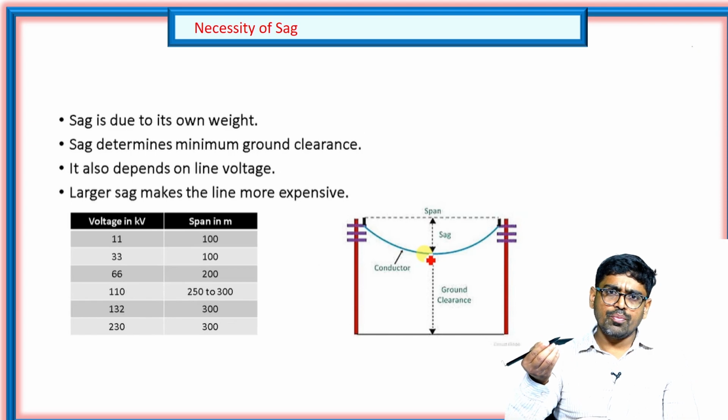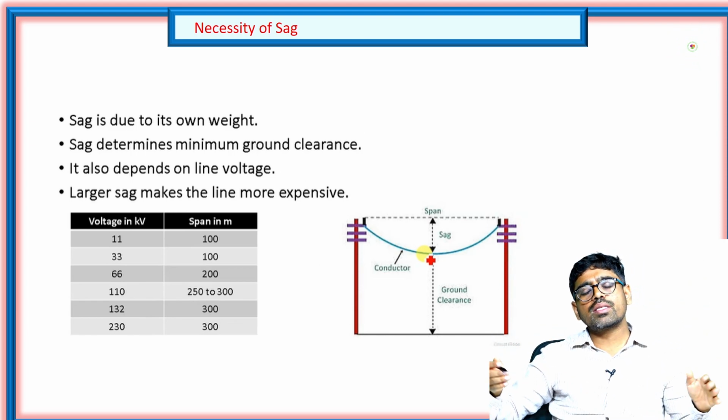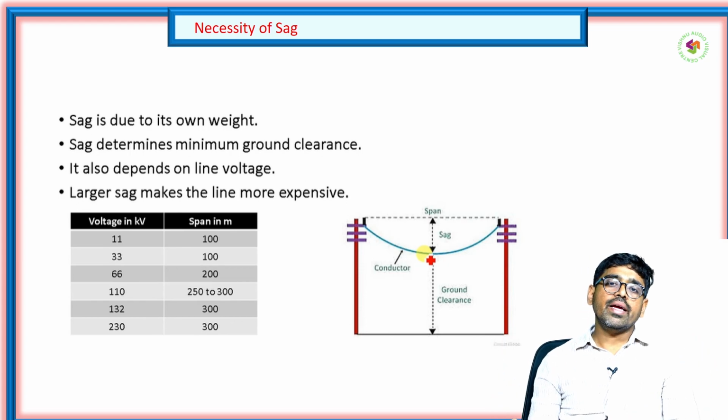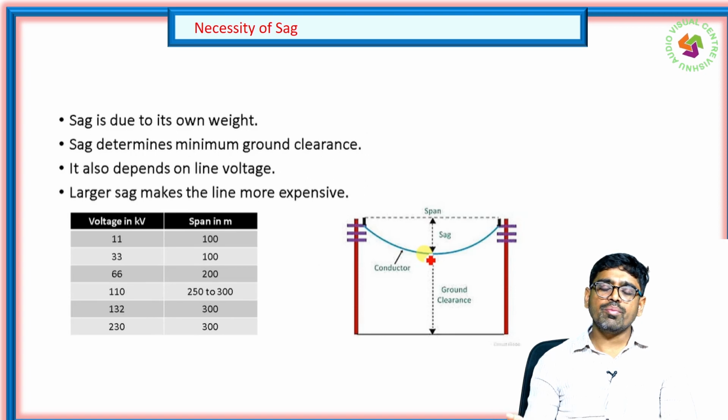And a larger sag makes the line more expensive. If you have a larger sag, then we require more tower structure, with a higher height, and we also need to take care of the clearance, so it may be more costly.